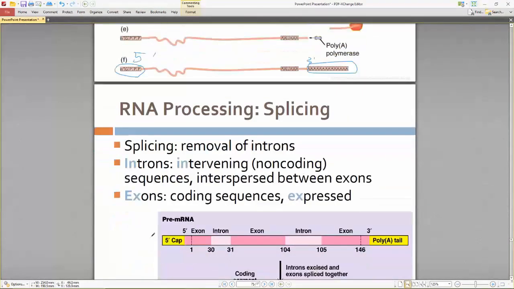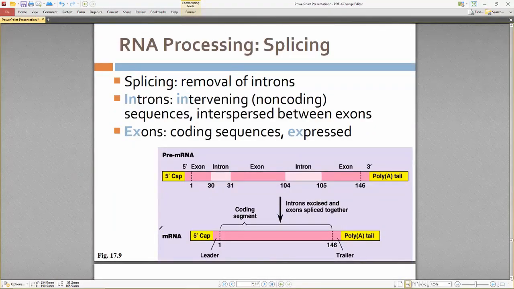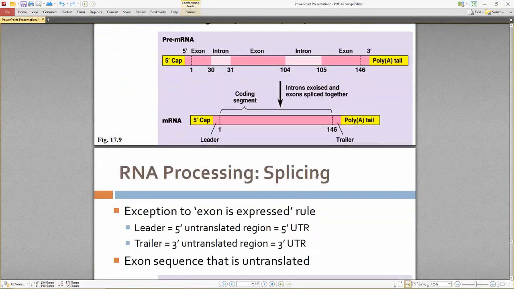Cool. Now we will get into something called splicing. Splicing is the removal of introns. Introns are intervening or non-coding sequences, and they are interspersed, so spread out, between exons. Exons are the coding sequences, and they are expressed. Expressed means that they are translated.